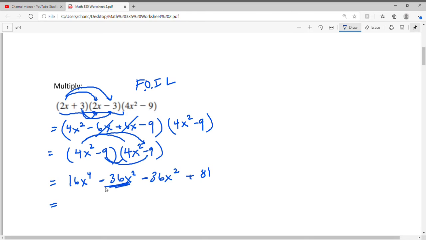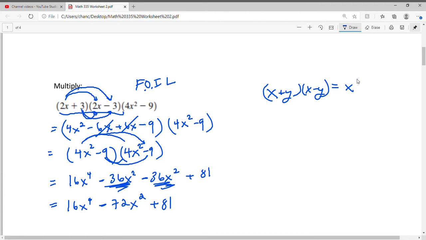We can collect the two terms in the middle. This gives us 16x to the fourth minus 72x squared, we don't change the exponents, we're just adding the coefficients here, plus 81. So this is our solution. We FOILed it out twice. You could also use the formula x plus y times x minus y is equal to x squared minus y squared, and you don't have to subtract or cancel out the two terms in the middle. So this could have saved us some time for the left side.